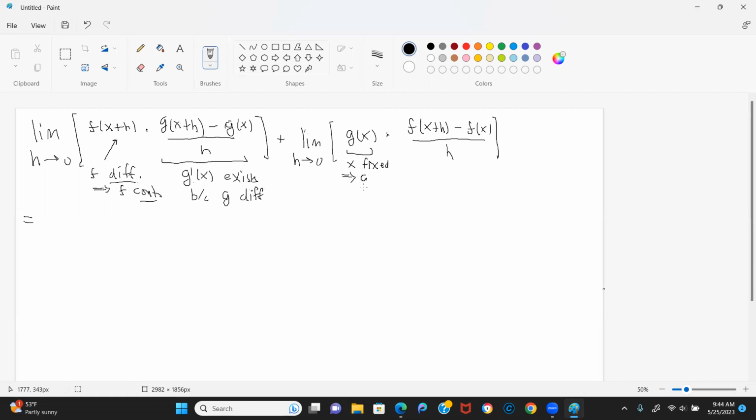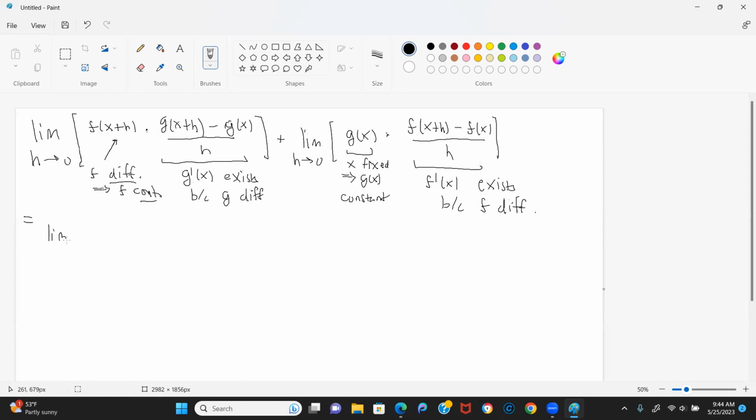So that implies g of x is a constant. And then finally right here, this is going to be f prime of x, which exists because we're assuming that f is differentiable. So every hypothesis, every assumption is being used.